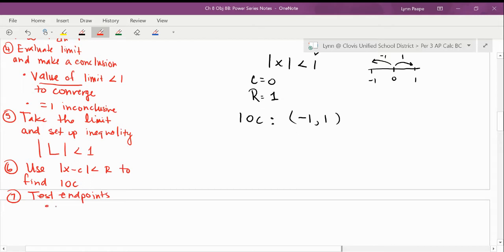And that means you are going to substitute in x equals negative 1 and x equals 1 into the original power series and determine convergence.